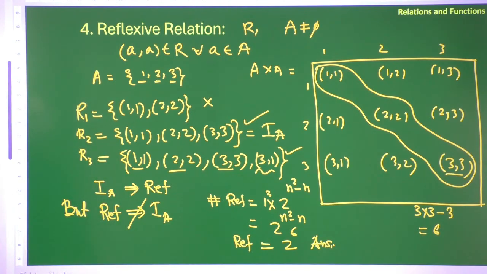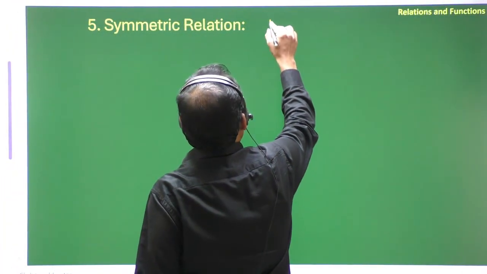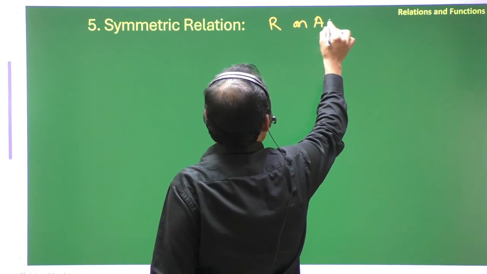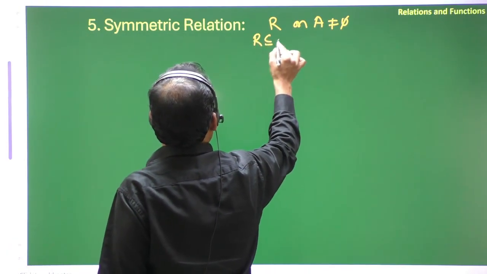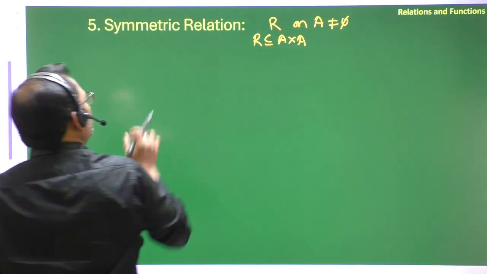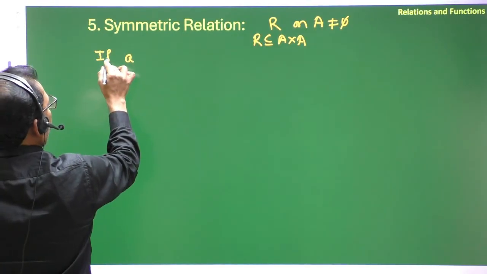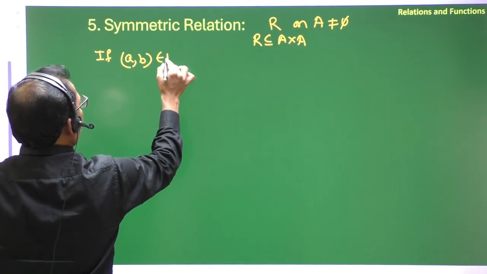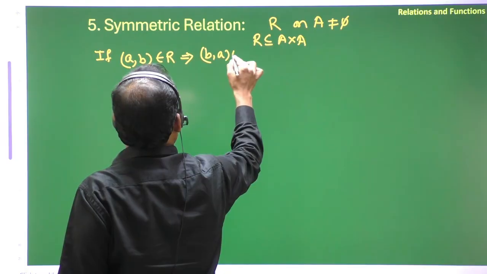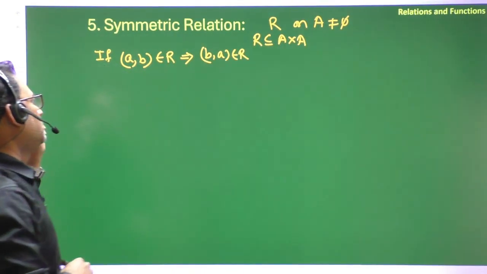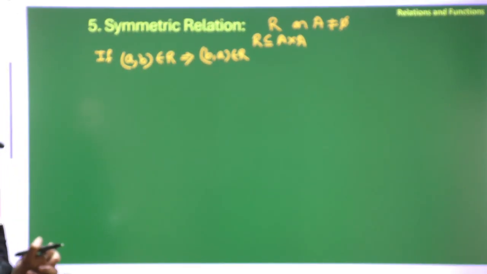Now coming to the next part, that is the symmetric relation. R is a relation defined on the set A which is not equal to phi. So R is a relation on the set A, that means R is a subset of A cross A. R is called a symmetric relation if (a, b) belongs to R implies (b, a) also belongs to R. So if R contains the ordered pair (a, b), then its reverse ordered pair (b, a) will be in the set R.